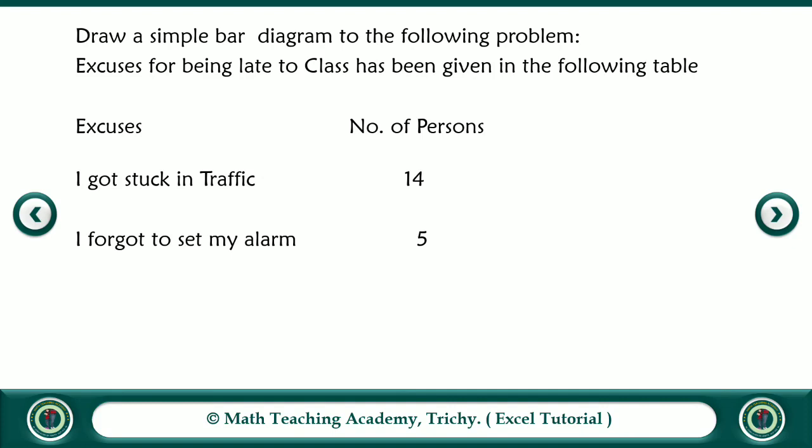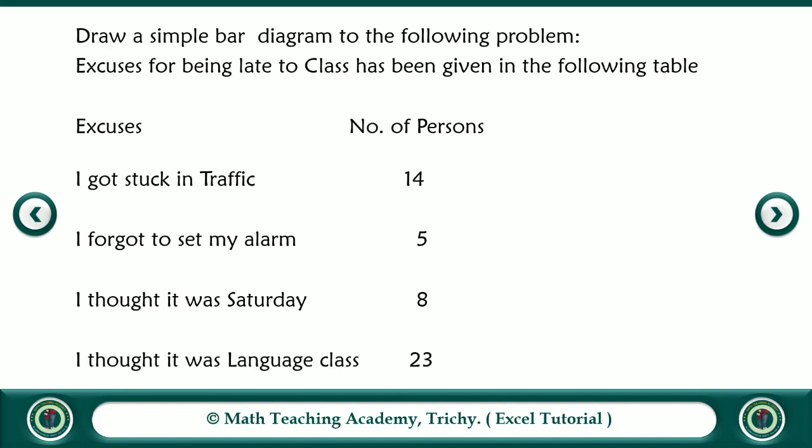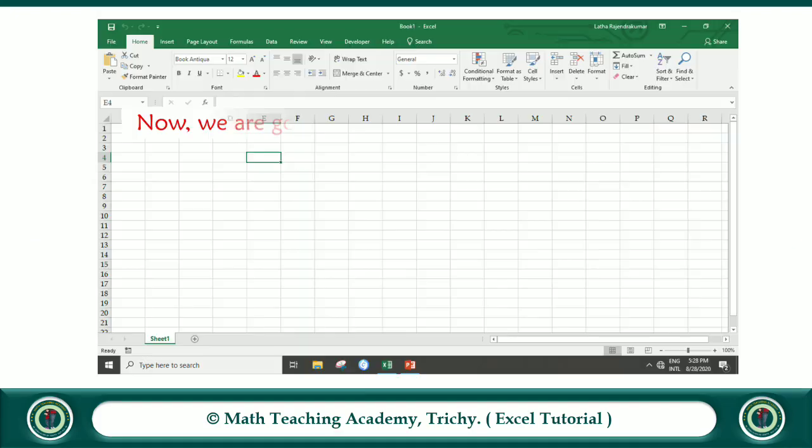I forgot to set my alarm. 5% have said that I forgot to set my alarm for being late to school. And 8% have said that I thought it was Saturday. And 23 students have said that I thought it was language class. These are all the excuses given by the students for being late to the classes. Now we are going to draw a simple bar diagram to this data.